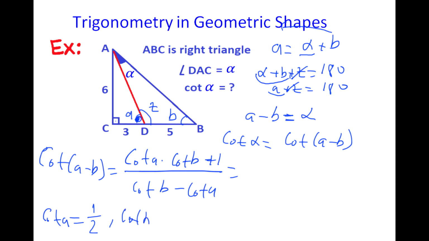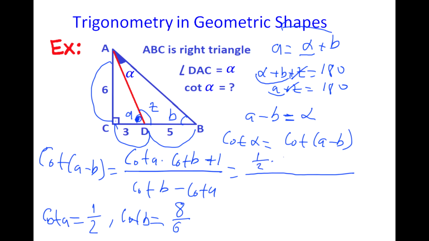And for cotangent B, again we divide adjacent by opposite, which is this part 3 and that part 5. If you add them up, we have 8. So it is 8 divided by 6. Now if you plug those values into our equation, we have 1 divided by 2 times 8 divided by 6, plus 1, divided by 8 divided by 6 minus 1 divided by 2.